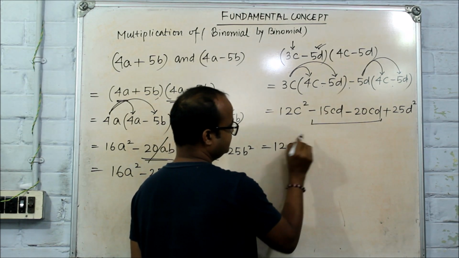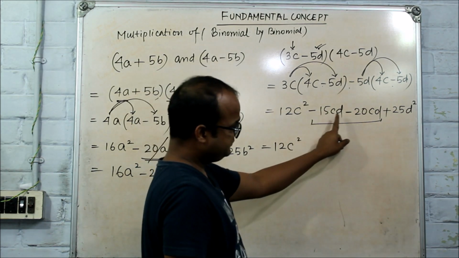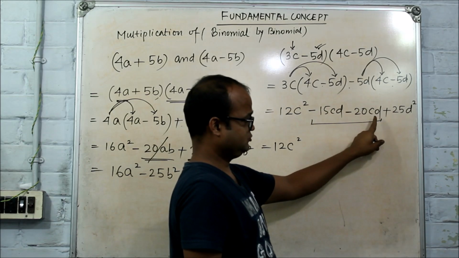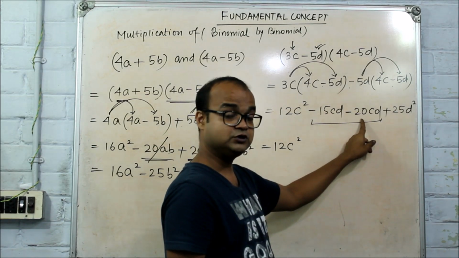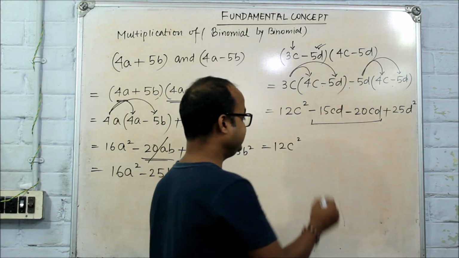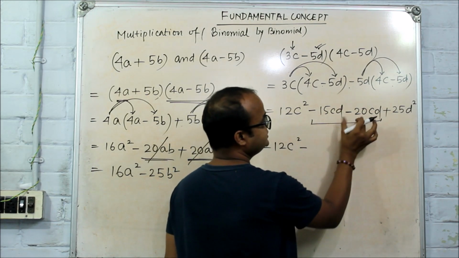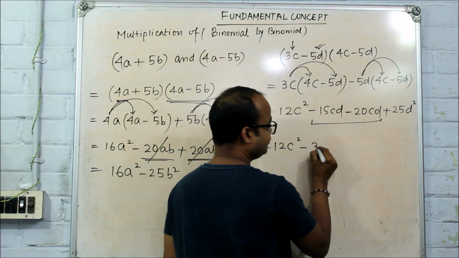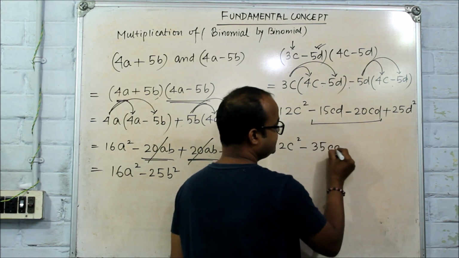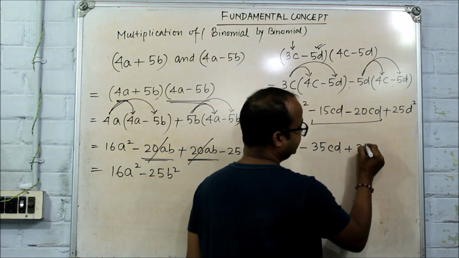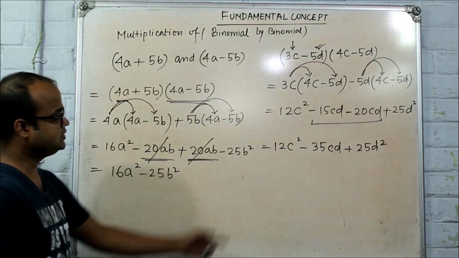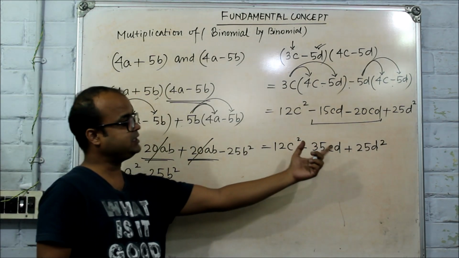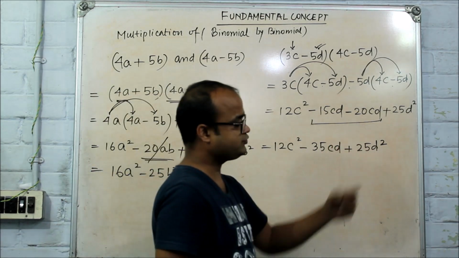12c square minus 15cd minus 20cd. Same sign, so we need to add and the sign remains minus. Minus 20 minus 15 is equal to minus 35cd, plus 25d square. So your answer is 12c square minus 35cd plus 25d square.